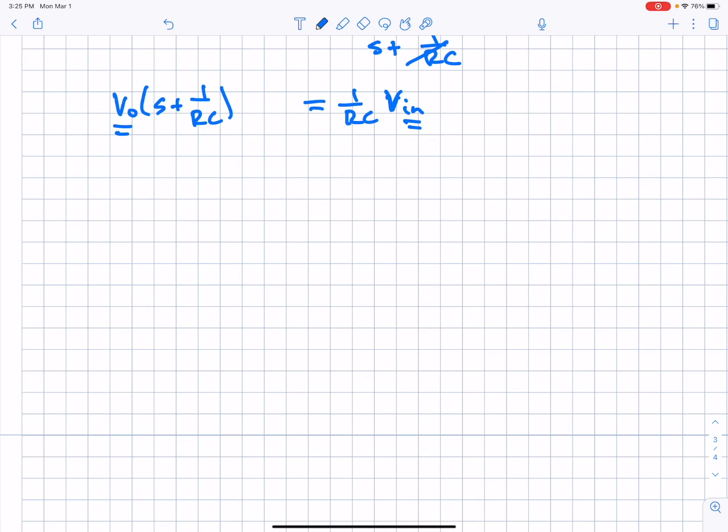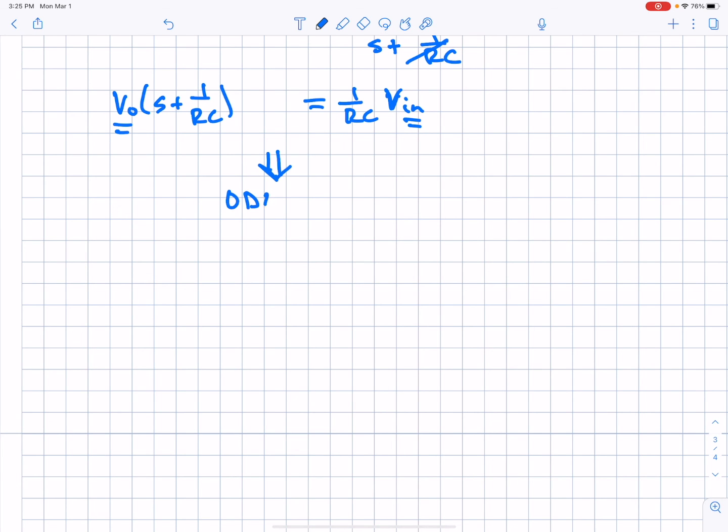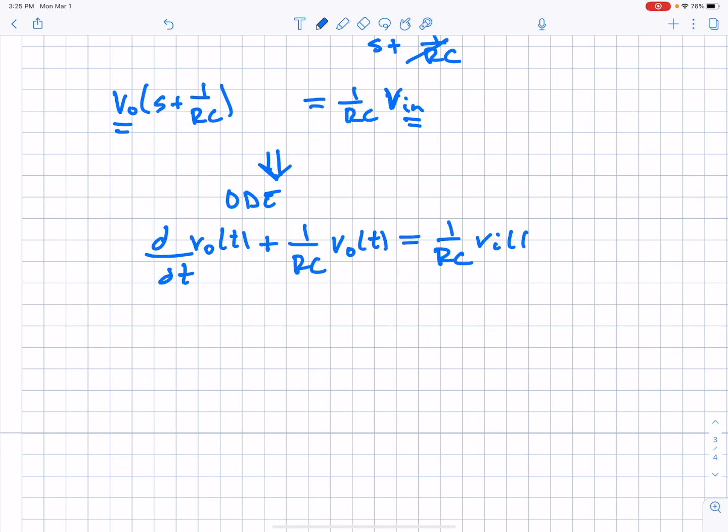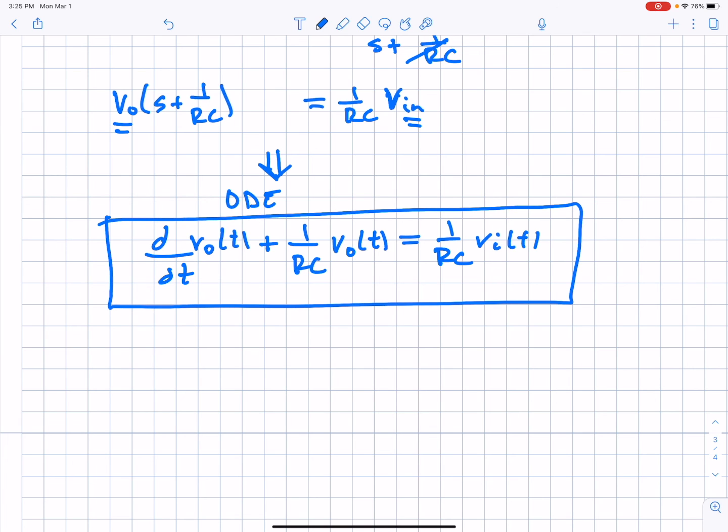To convert that to an ODE, I distribute this through, and this would be Vout times S. Because it's multiplied by S, in the time domain that means it's a derivative. So that's the differential equation for this circuit. There's a quick example of how you apply a circuit analysis technique to come up with a model for a circuit.